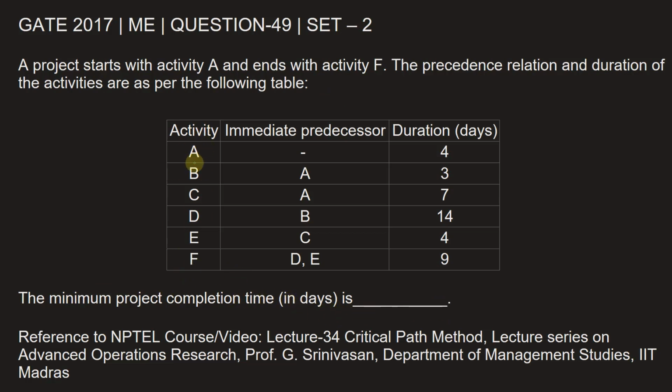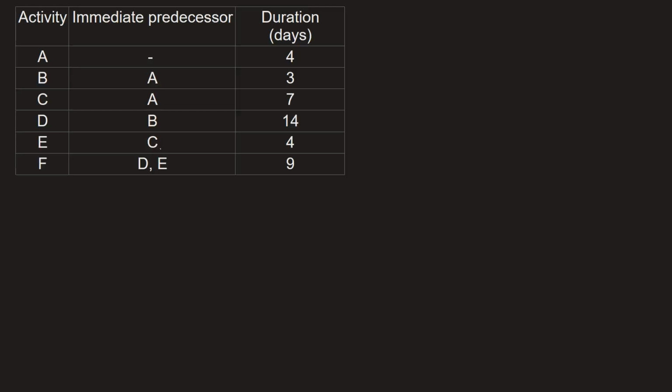So we have the activities given, and the immediate predecessors are given. Using this precedence relationship, we can draw the network diagram first and then calculate the asked minimum project completion time. Let's try and draw the network diagram using this table and the precedence relationships that are given. So this is the start of the project. The first activity is activity A.